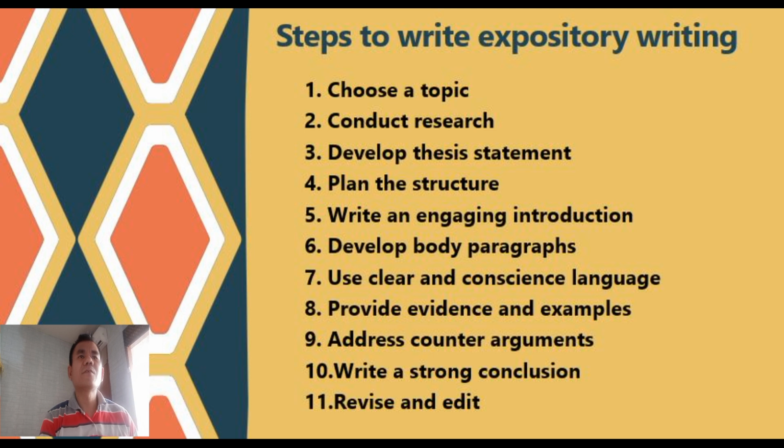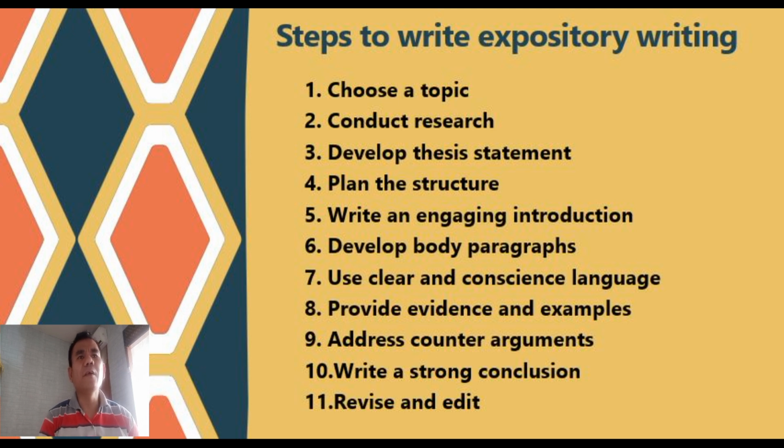And then step number 7 is we need to use clear and concise language. So what do I mean here by using clear and concise language? Here we need to write in a clear, concise and straightforward manner. And here we need to avoid using jargon, so don't use any jargon. And don't use any complex language that may confuse the reader. So just use simple language. And we can also use transition words and phrases to create a smooth flow between sentences and paragraphs, right?